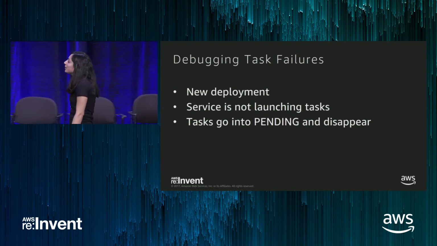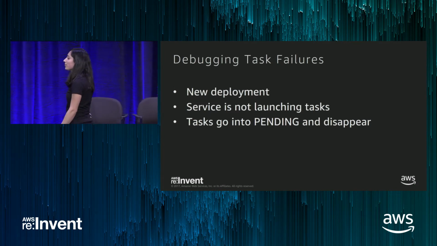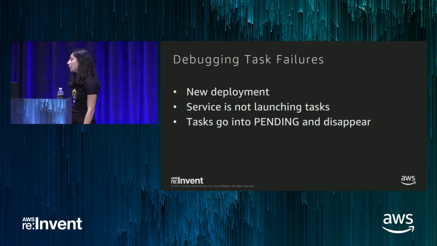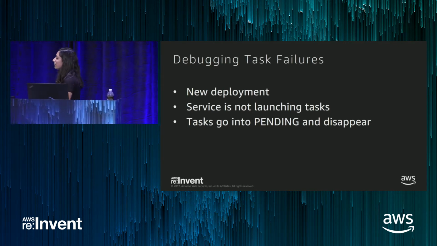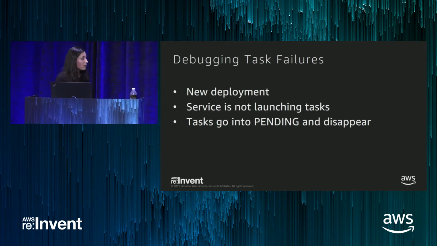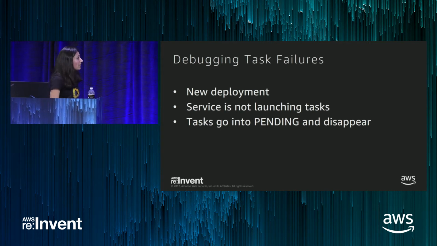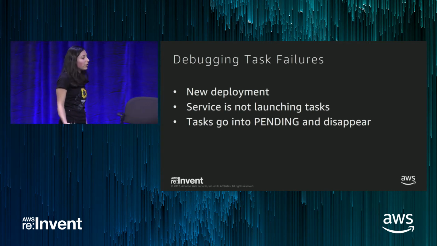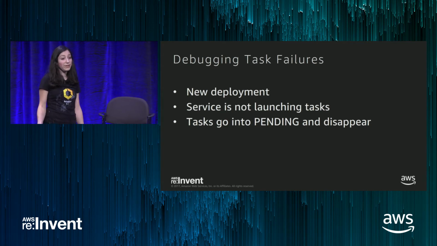So now we have metrics, we have logs, alarms. Our service is running great in production. What do we do if we have a new deployment and we get paged because it's failing? So your service is not launching tasks. Or your tasks go into pending and then they disappear. They never go into running. How do we figure out what's wrong?